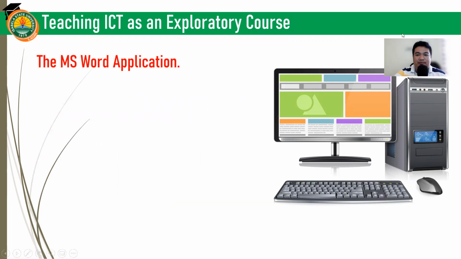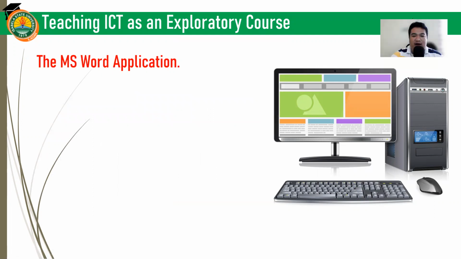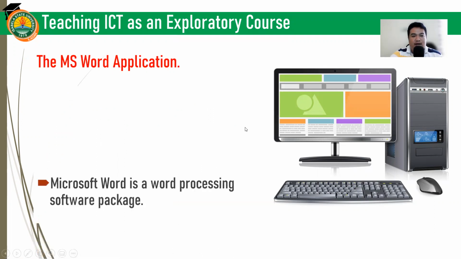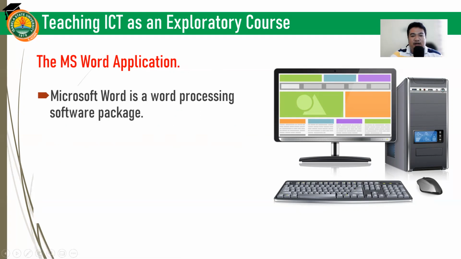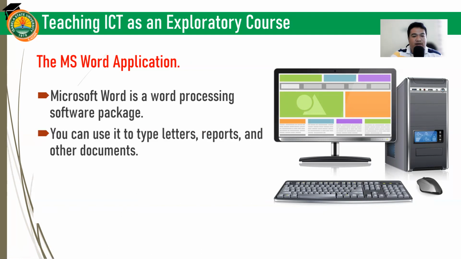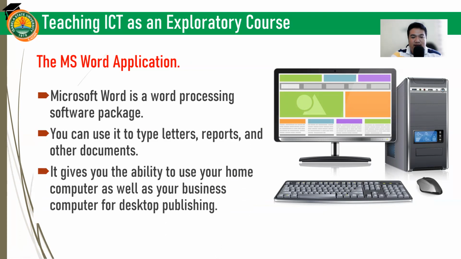An example of a word processor or word processing program is the MS Word application. The MS Word application is a word processing software package. You can use it to type letters, reports, and other documents. It gives you the ability to use your home computer or personal computer, as well as your business computers, for desktop publishing.